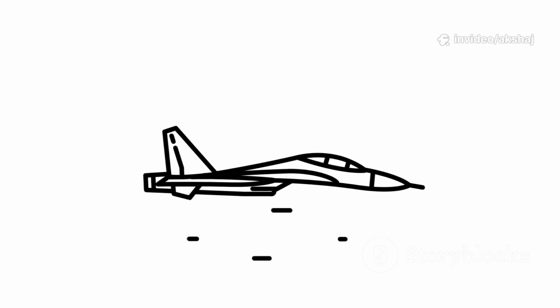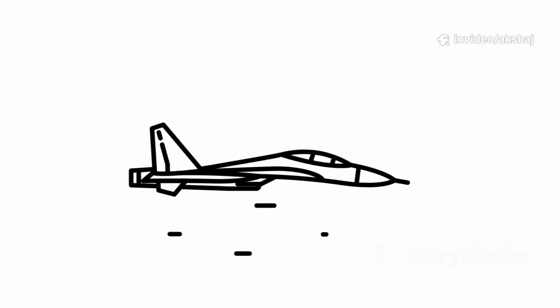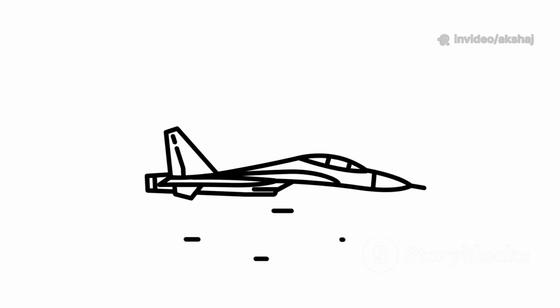Now let's talk parasitic drag. This is the cost of speed. Even a brick has it. Parasitic drag isn't picky, it just hates you going fast. Double your speed and you quadruple your parasitic drag.